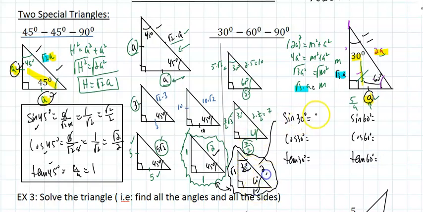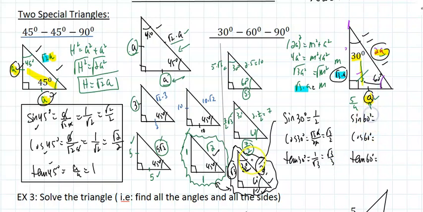The opposite over the hypotenuse, 1/2. You could use this, of course. You could say A over 2A, which is 1/2. Cosine is the adjacent. The adjacent is radical 3A over the hypotenuse, which is 2A. Those cancel out, and you're left with radical 3 over 2. This is more beneficial. Cosine is the adjacent over the hypotenuse. And tangent is the opposite, which is 1 over radical 3. And if you rationalize, that's radical 3 over 3.